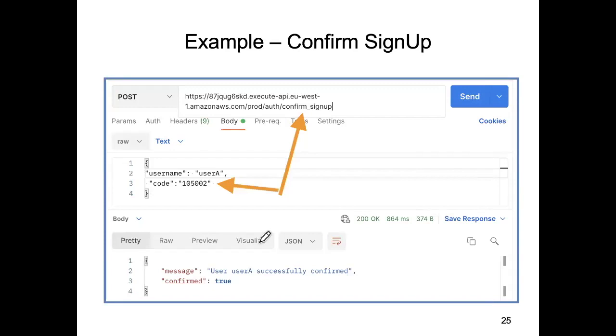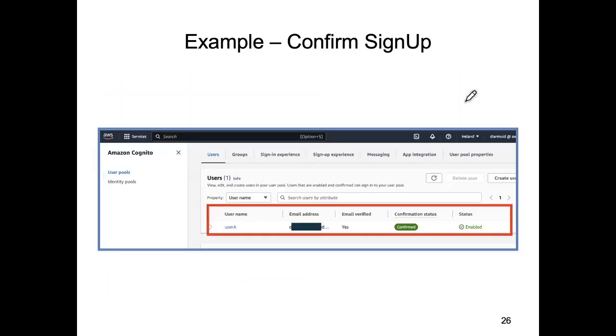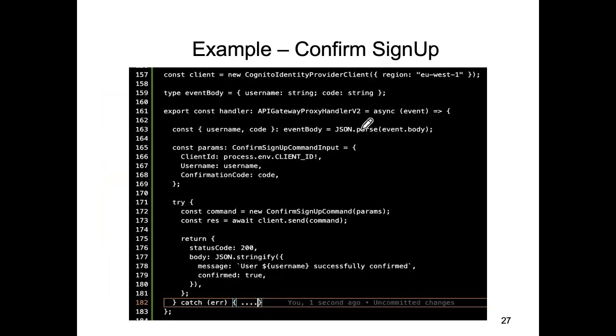We know that sign-up or registration is a two-step process. The second step is confirming your sign-up. So here I'm showing you a screenshot from Postman for a confirm sign-up request. The confirm sign-up request includes a body, and the body has two parts to it: the name of the user and the code that was sent to us by Cognito via email. So when we click send on this request, another Lambda is triggered, and this is what the Lambda looks like.